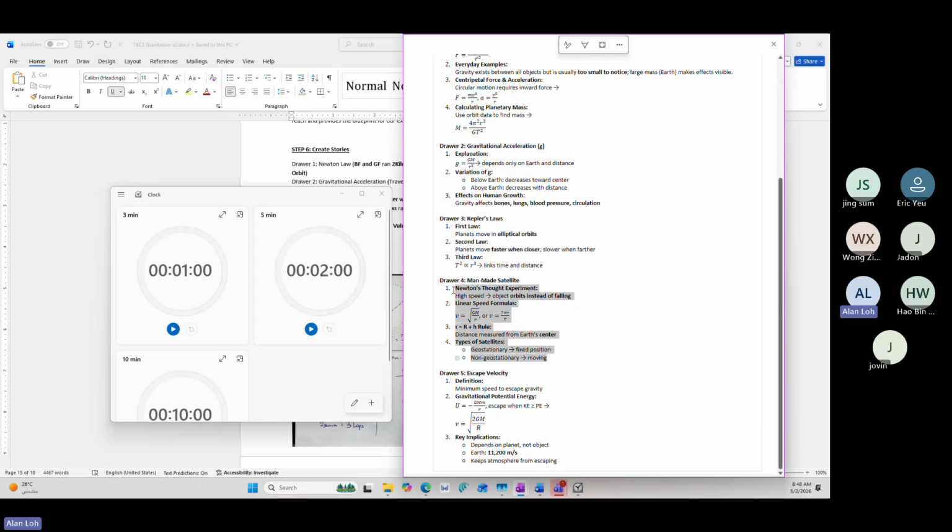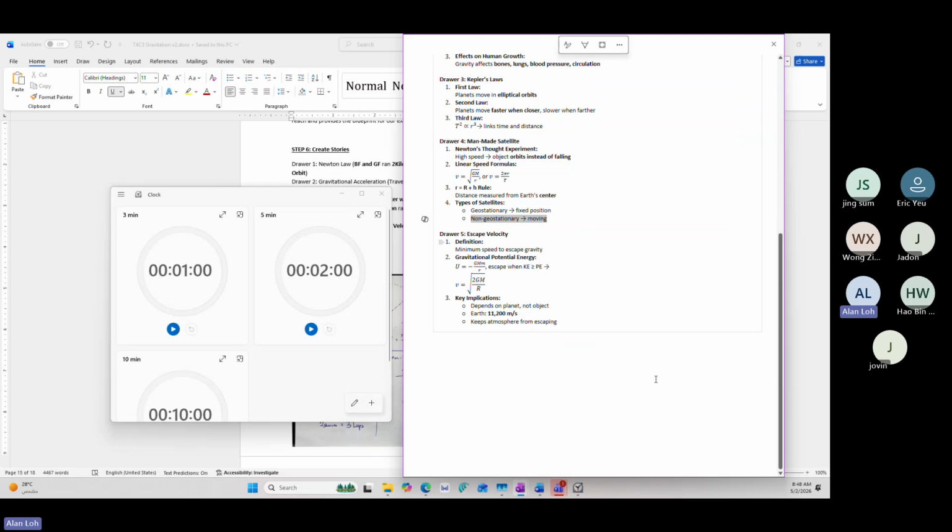Man-made satellite. How is this satellite pushed into the atmosphere? How is this satellite not falling down into the Earth? These are the things that we are going to know. And there are 2 types of satellite: geostationary and non-geostationary. Elon Musk launched so many satellites, and Elon Musk's satellites are non-geostationary. And what is the difference between geo and non-geo?